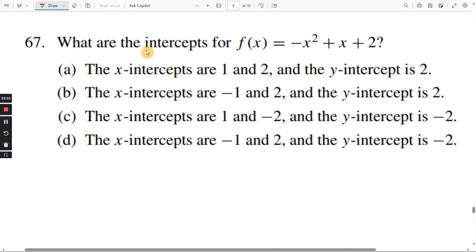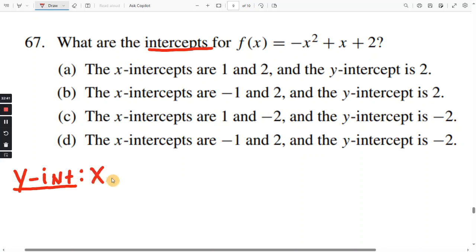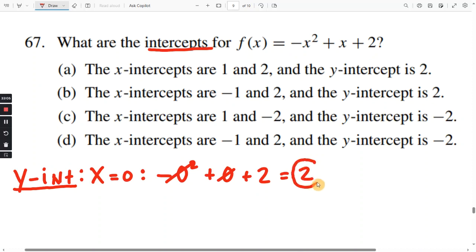What are the intercepts for this function here? All right, so they list x and y intercepts. The y-intercept is easier because for the y-intercept, that means x equals 0. So if we plug in x equals 0, it's going to be negative 0 squared plus 0 plus 2. All right, 0 squared is 0, whether it's negative or positive. Here's a 0, and we're left with 2. So the y-intercept is 2.